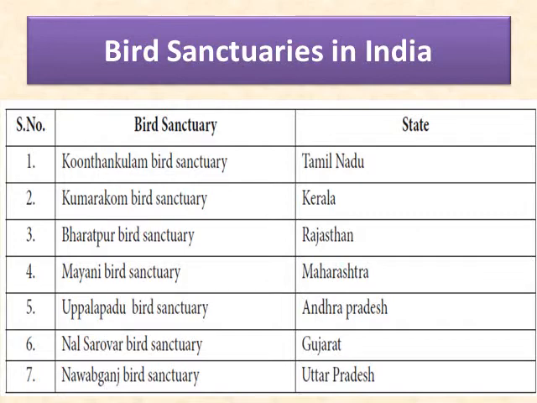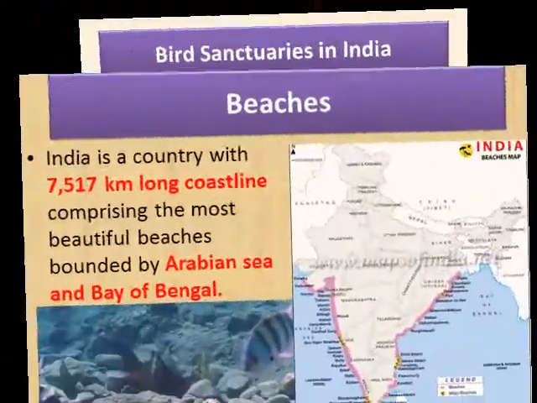The diverse range of climate of India invites birds from remote places to feed, breed and to nurture their young ones in the Indian bird sanctuaries. Children, you can find the list of bird sanctuaries in India. The Kudangulam Bird Sanctuary in Tamil Nadu, Kumaragam Bird Sanctuary in Kerala, Bharatpur Bird Sanctuary in Rajasthan, Mayani Bird Sanctuary in Maharashtra, Uppalapada Bird Sanctuary in Andhra Pradesh, Nal Sarovar Bird Sanctuary in Gujarat, and Nawabganj Bird Sanctuary in Uttar Pradesh are the important ones.